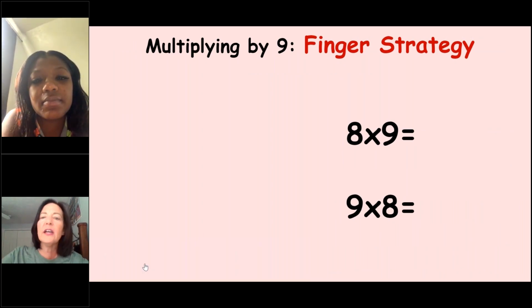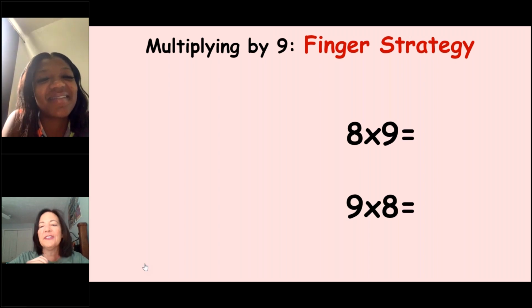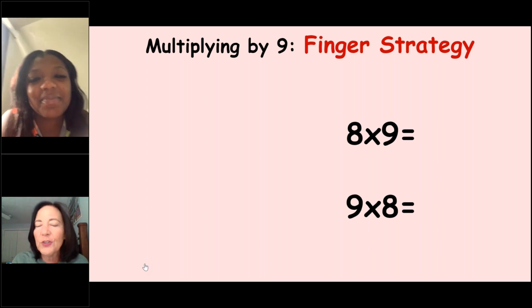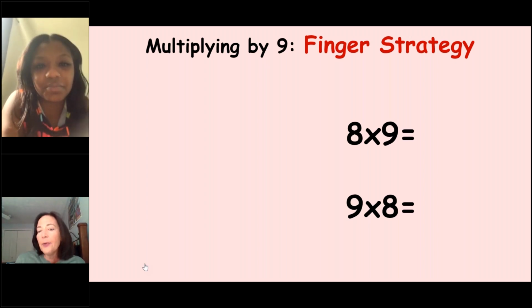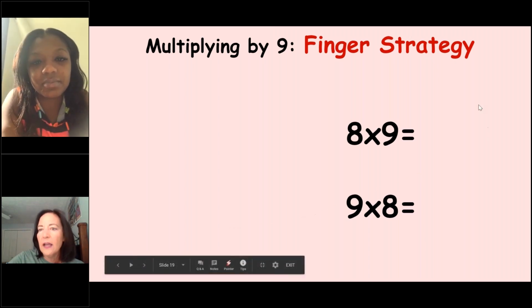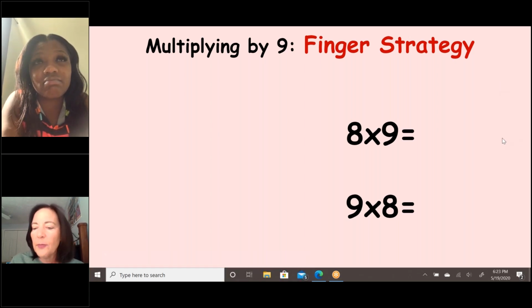Tylisha, do you know the finger strategy for doing your 9s? I had a student teach this to me years and years ago. And it's funny because even at Seeds, I'll get some students and they'll have their hands on the table and they'll be using this strategy. Okay, so the problem is 8 times 9 is the same problem as 9 times 8. Just out of curiosity, Taylisha, do you know what the answer to 8 times 9, or 9 times 8, is?